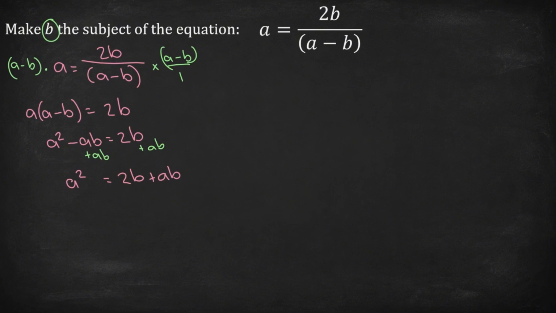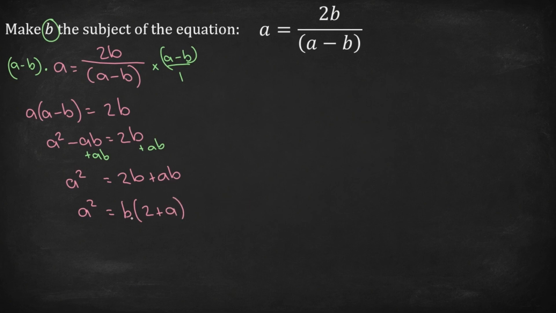So what do you notice? Yes, we have two terms, and each term has the letter b in it. That means I can take out b as a common factor. So I'm going to write a squared, then I take out the b and I open the bracket. So what is left over from this term after I took out the b? Yes, 2 is left over. 2b divided by b, these two cancel. So that's why 2 is left over. Then plus, and what is left over from ab after I took out the b? Yes, a is left over.